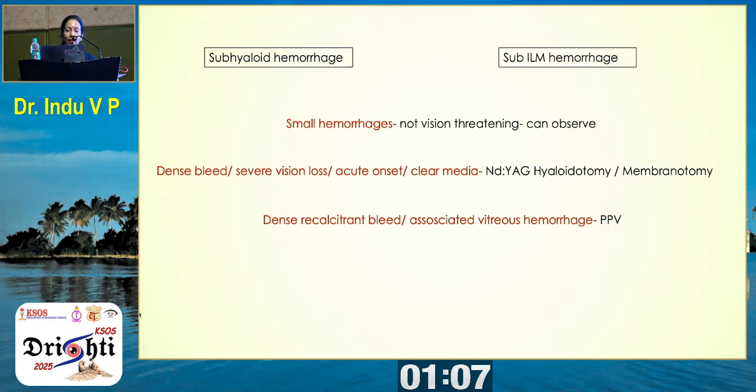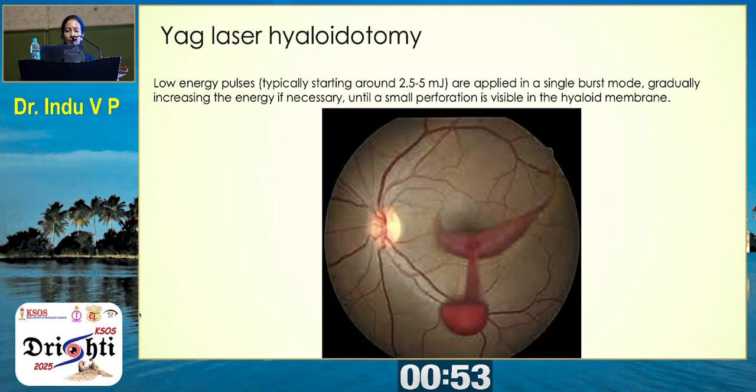Now, coming to subhyaloid and subILM bleed, if it's a small hemorrhage and it's not vision threatening, you can observe. Whereas if it's a dense bleed, with severe vision loss and acute onset with a clear media, you can consider Nd:YAG laser hyaloidotomy. If it's a dense bleed, you have to consider pars plana vitrectomy. In a YAG laser, you make a small nick in the posterior hyaloid so that the blood drains into the vitreous. However, you have to warn the patient that even though there can be an initial improvement, if the vitreous hemorrhage spreads, it can again cause a further drop in vision and he will require vitrectomy.